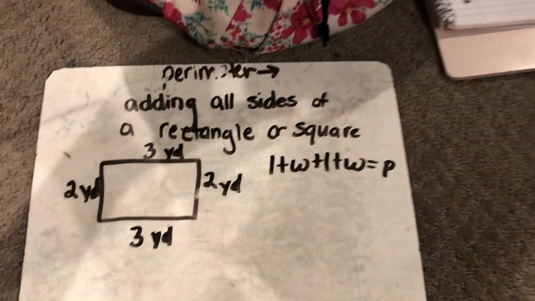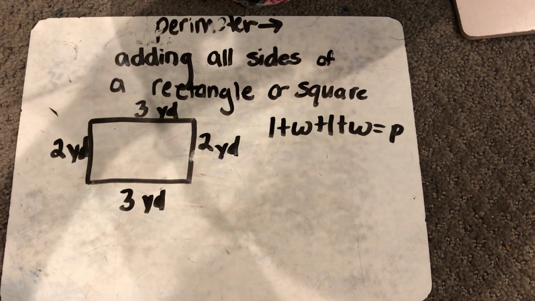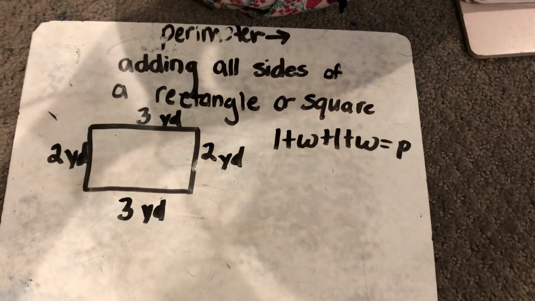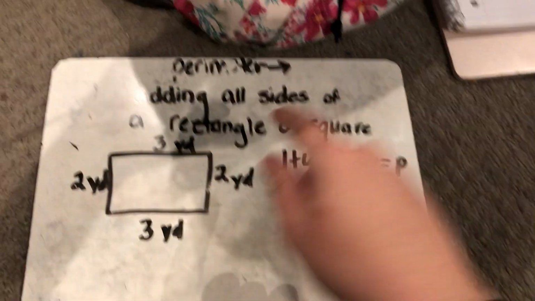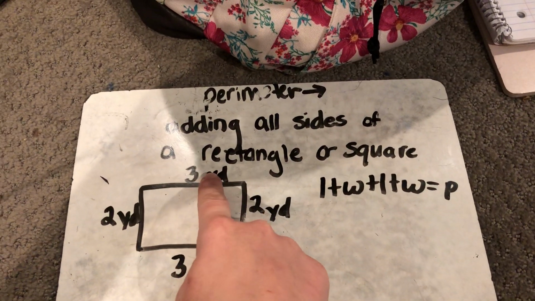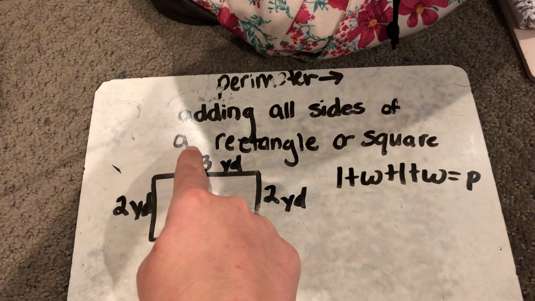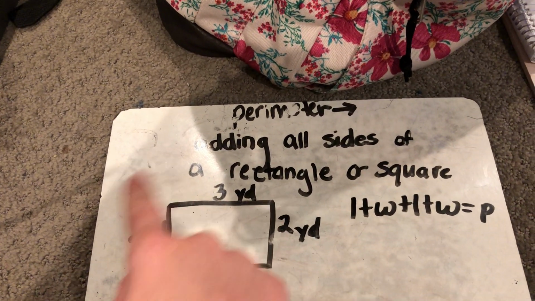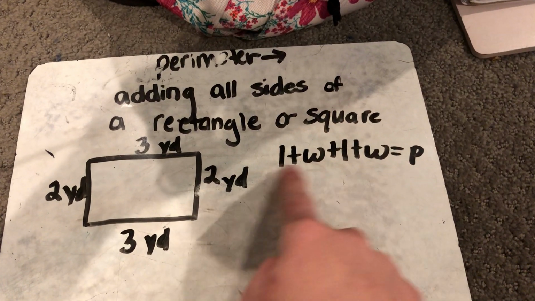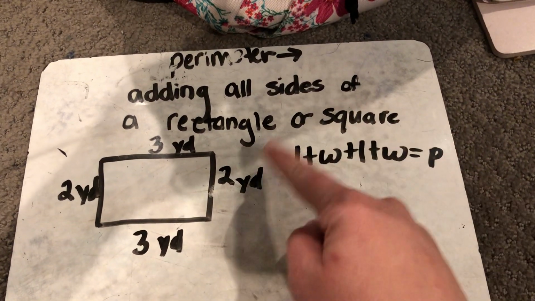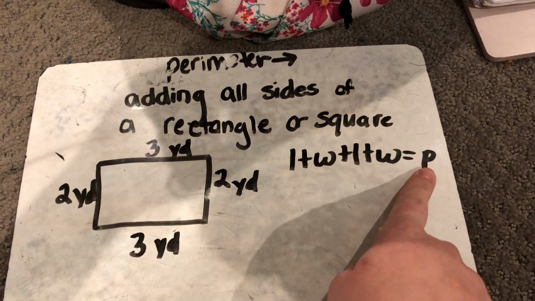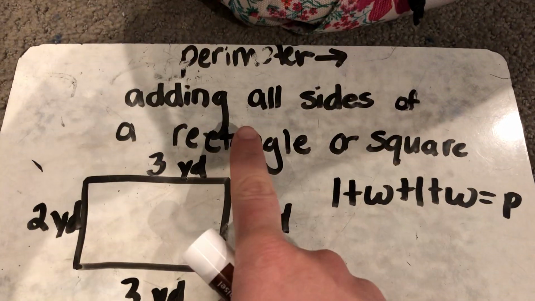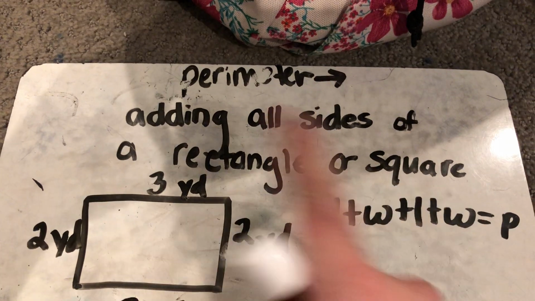Okay, so you should have already watched the perimeter song 2 times. That was the introduction, and now we're going to talk about perimeter. We've done area. Area is where you multiply the length times the width. Perimeter is when you actually just add the length plus the width plus the length plus the width. This is the formula. Formula is how we get the answer. P stands for perimeter, so that's the answer. So we are focusing on adding all sides of a rectangle or a square.